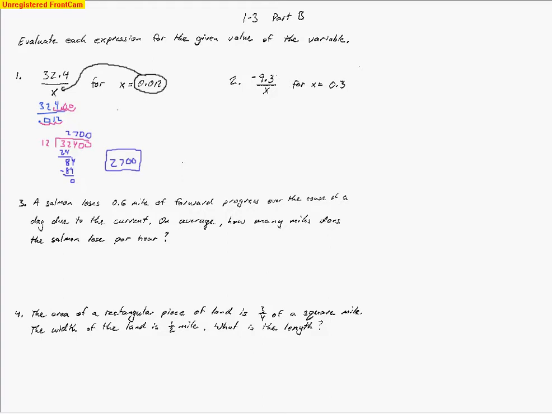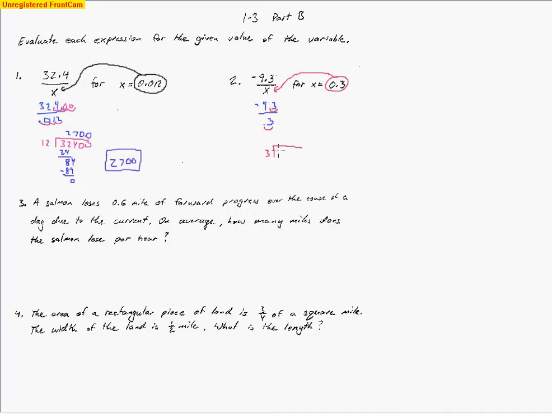Well, looking at the next problem, same sort of thing. It tells us what x is, so we'll substitute that value of x into the equation. And from this point, we'll go ahead and set up the problem. So negative 9 3/10 divided by 3/10. So we'll move that decimal point over in the divisor 1 space, do the same thing with the dividend, and set up the division problem.